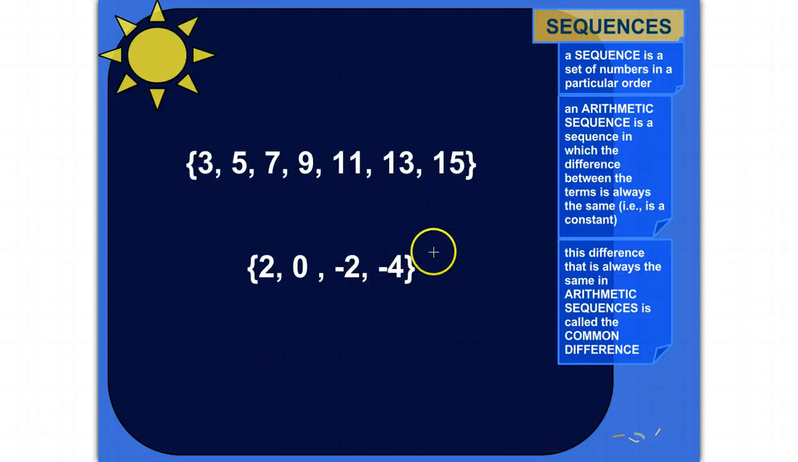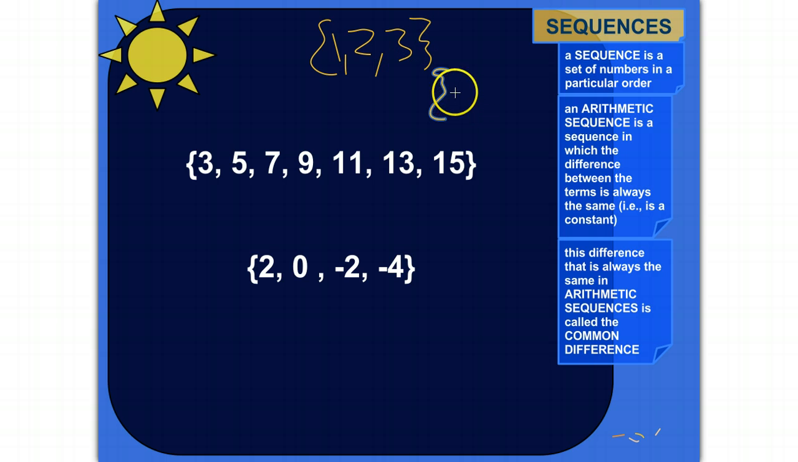Hey, so a sequence is a set of numbers in a particular order. So I could have a sequence like 1, 2, 3. Those are in order. I could have a sequence of letters A, B, C. Those are in a particular order.